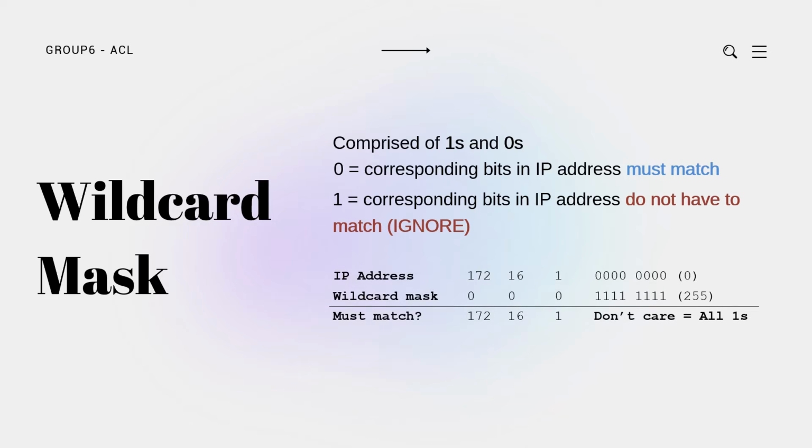In this table, we can see the given IP address 172.16.1.0 and the wildcard mask 0.0.0.255. Since the first 3 octets of the wildcard mask are 0, the first 3 octets of the IP address must match. The last octet of the wildcard mask is all 1s, so we do not care, meaning it could be anything. It's simply the entire network of 172.16.1.0.